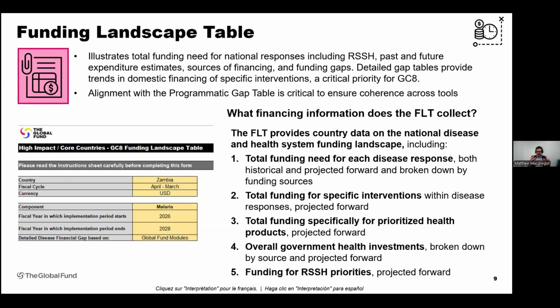It also captures the total funding specifically for prioritized health products. We know that a very large amount of Global Fund grants are spent on health products, and so the tool helps us look at the overall funding for specific health products. And it also captures overall government health investments, broken down by source and also projected forward, and funding for specific RSSH priorities. So it's a tool that captures a whole variety of financing information about the financing of the national response in the health system.